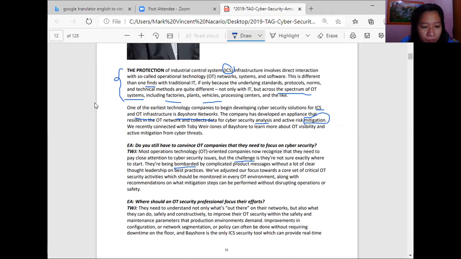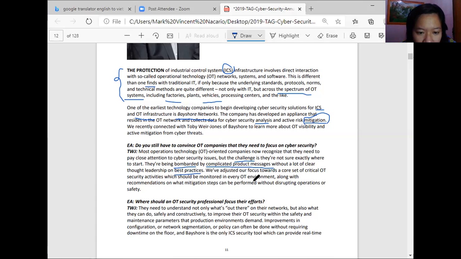They are being bombarded by complicated product messages without a lot of clear thought, clear leadership on best practices.